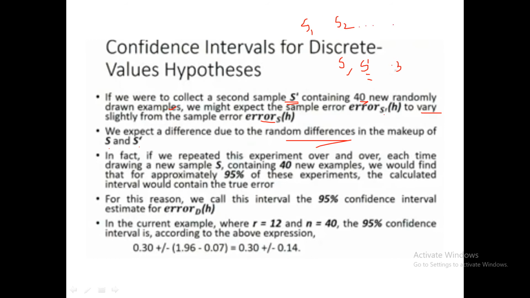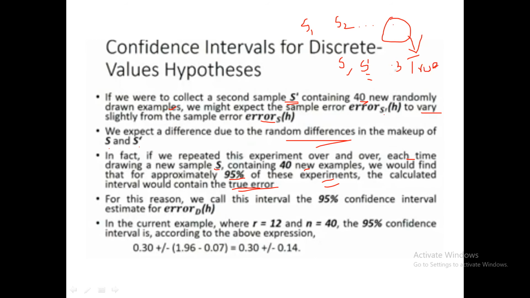Like this, if you keep on repeating this experiment, each time drawing a new sample S which contains 40 new examples, we could find that approximately 95% of the time the calculated interval would contain the true error. When you do this experiment for more and more samples, 95% of the time the error you get will be the same as your true error. That is what you are going to estimate.